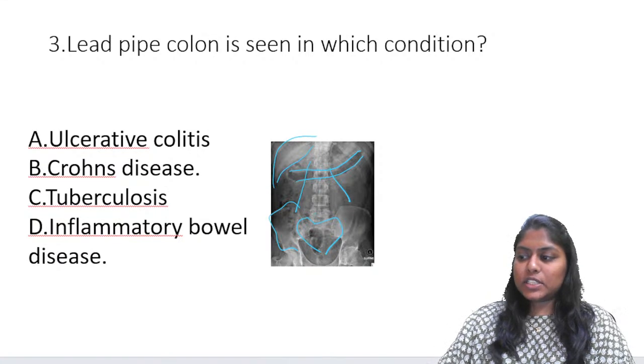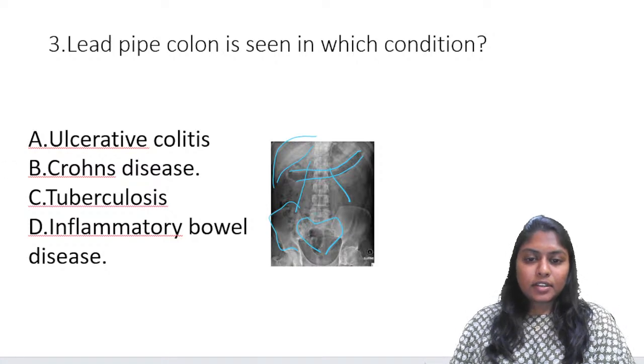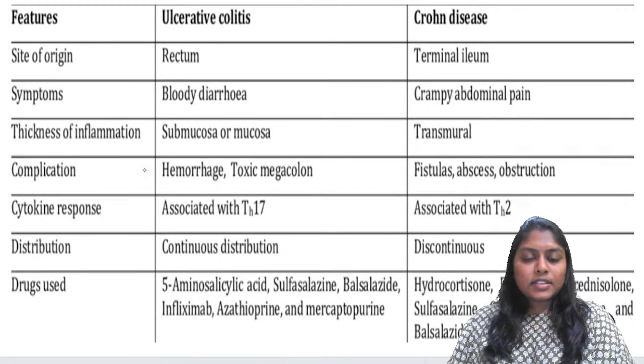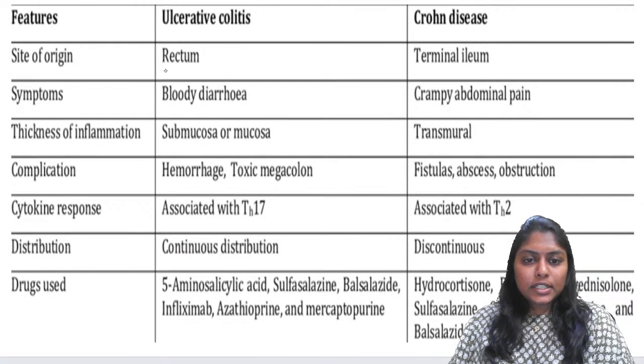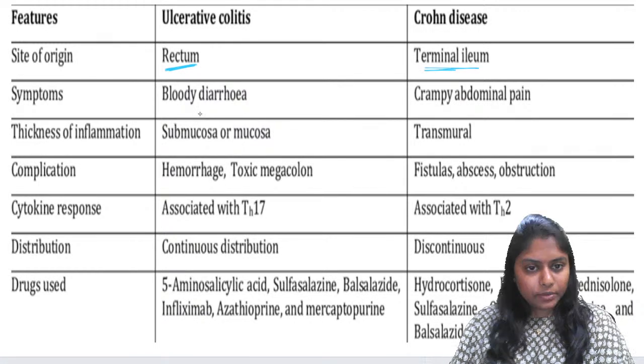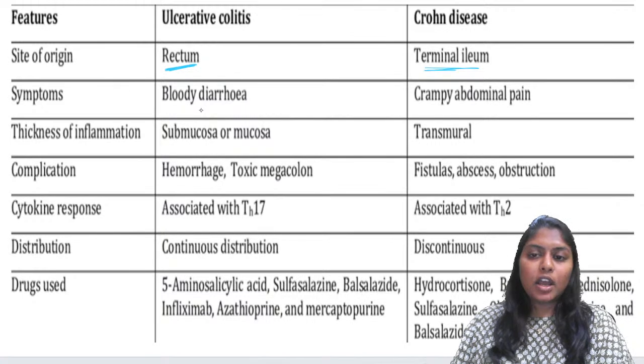So what are the signs which we see in ulcerative colitis? Let us have a quick look. So, ulcerative colitis is particularly seen in the rectum, which must be involved if we are calling it ulcerative colitis. In Crohn's disease, terminal ileum is more involved. Symptoms have bloody diarrhea and crampy abdominal pain, but specific for ulcerative colitis is bloody diarrhea, and for Crohn's disease it's crampy abdominal pain.